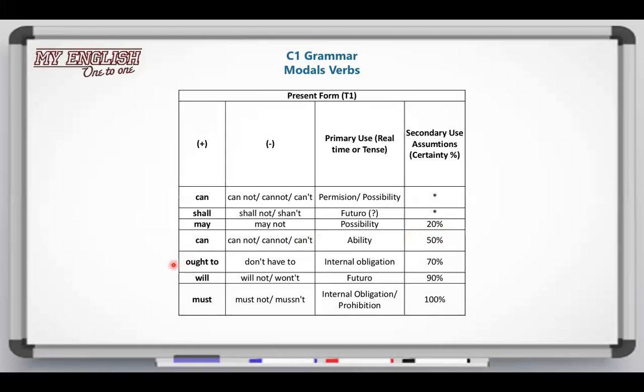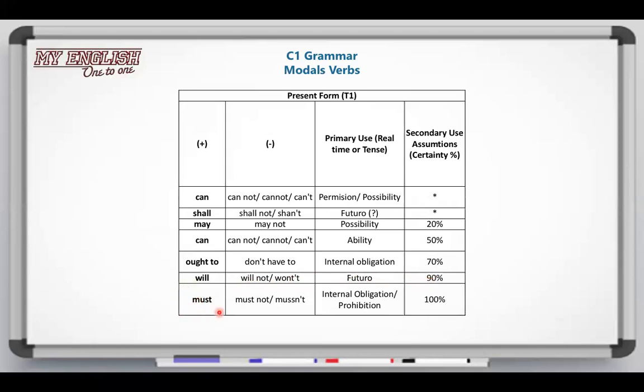Again, we continue with the modal verb ought to. In the negative form, actually, it is don't have to. The primary use for this is internal obligation, and the secondary use is a 70% degree of certainty for assumptions. We have the verb will, and the negative form is will not, or won't with the contraction. This is used for future in the primary use. The secondary use of will is 90% certainty for any assumption.